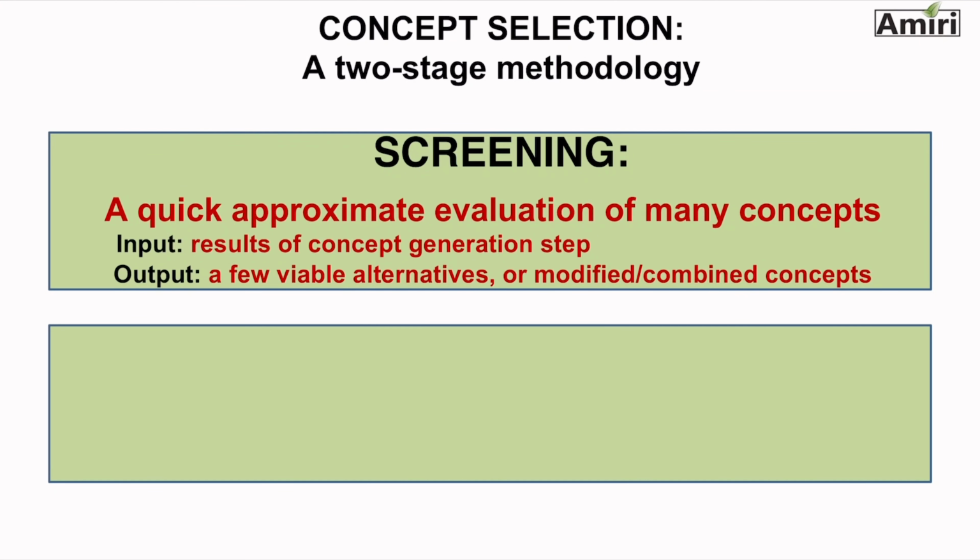Screening is a quick approximate evaluation of the many concepts that we start with, in this case 7. You put the result of concept generation steps into it, and the output would be a few viable alternatives that you can move on to concept scoring.